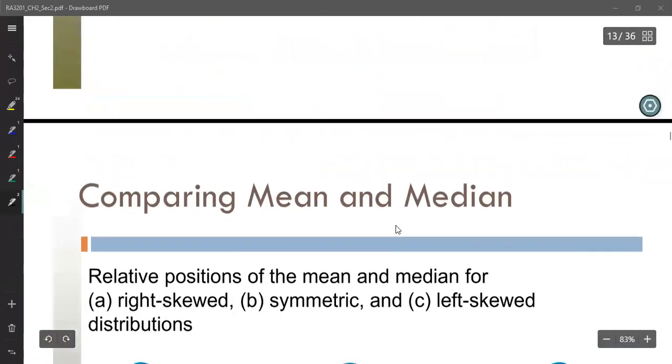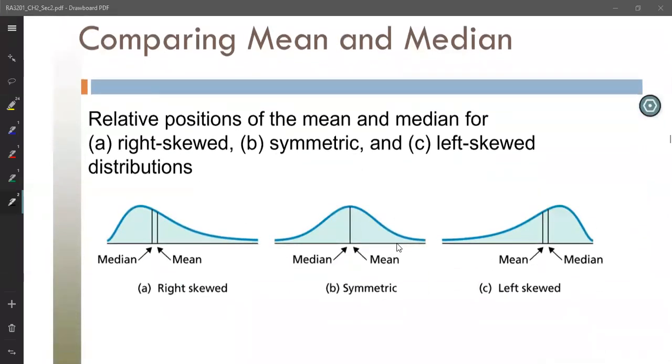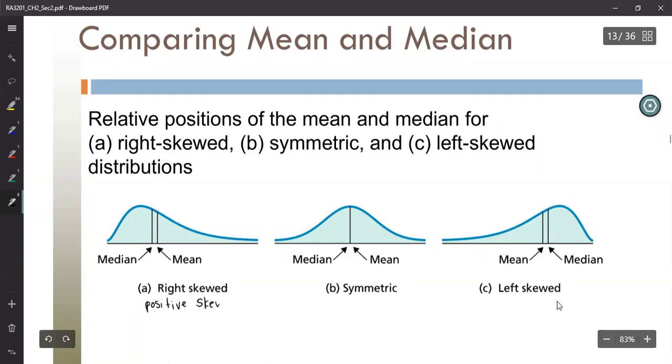Now let's compare the value of the mean and the median for a given data set. You can see 3 different shapes. You already know them: the symmetric, right skewed, and left skewed. Right skewed is the positive skewness. We talked about them when we discussed the shape of the histograms last time. Left skewed is the negative skewness. You can see how the mean and the median behave.